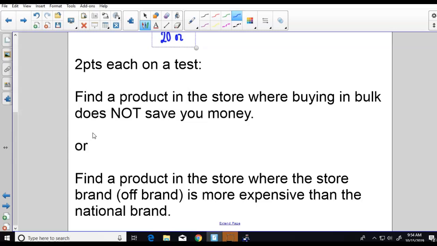So, this is your extra credit. Typically, buying in bulk saves you money. So, if you buy the 45-ounce jar of peanut butter, it is cheaper per ounce than buying the 10-ounce jar of peanut butter.